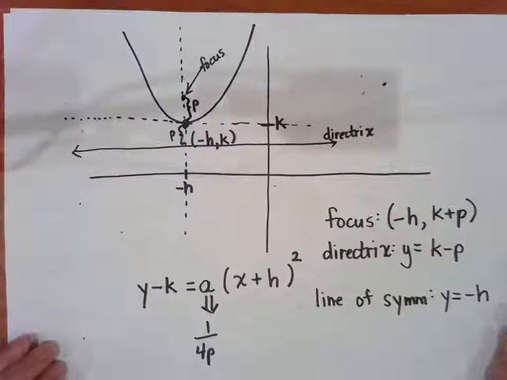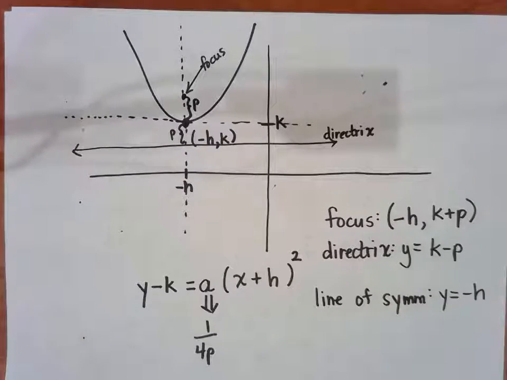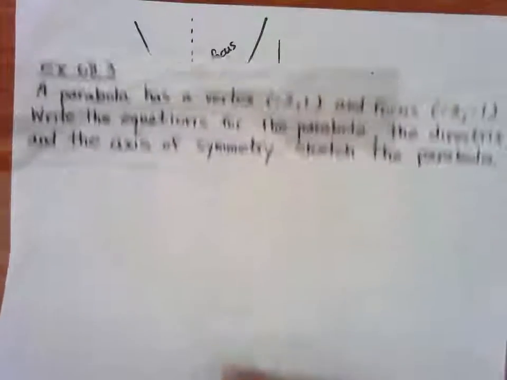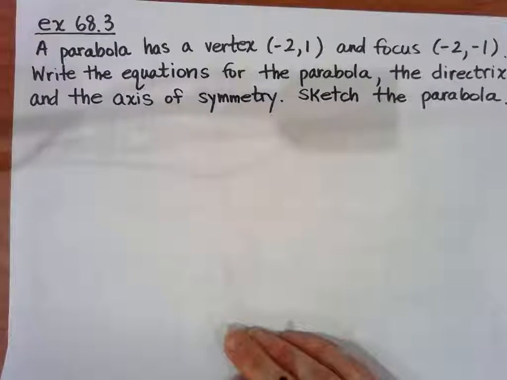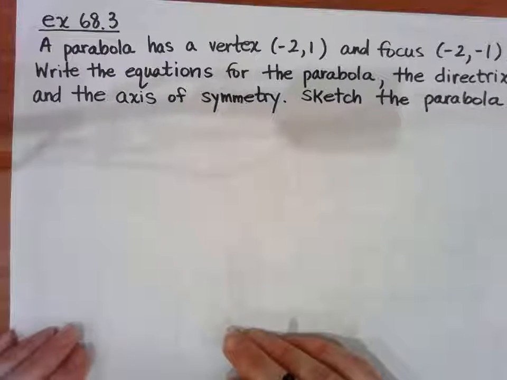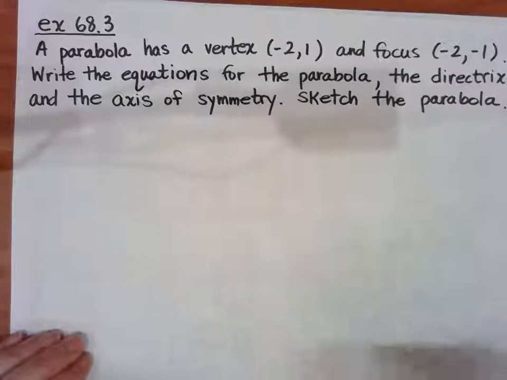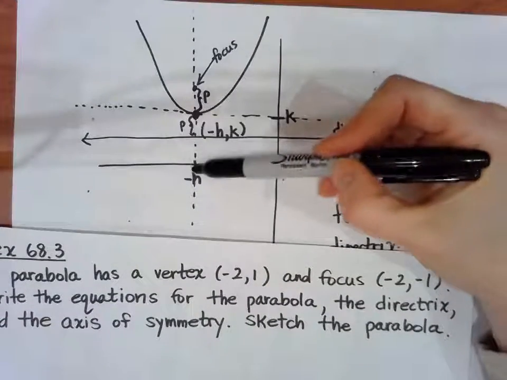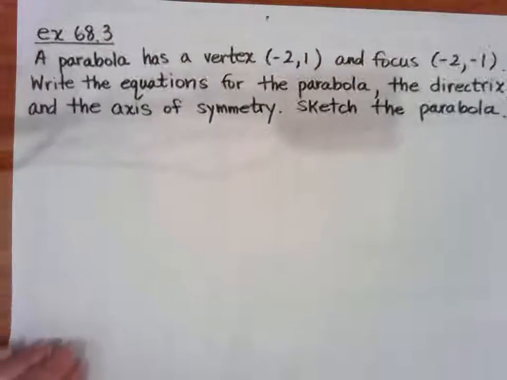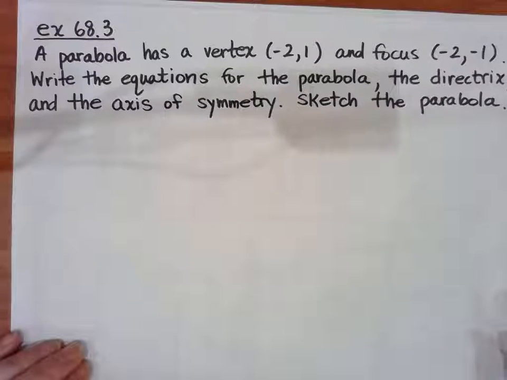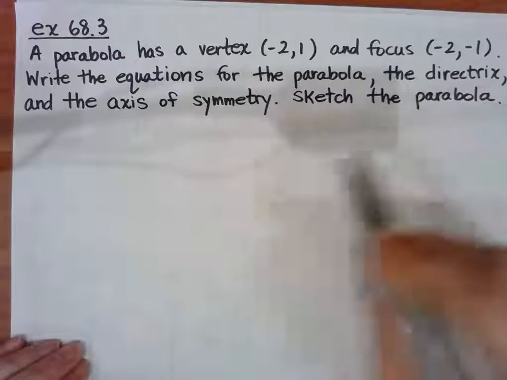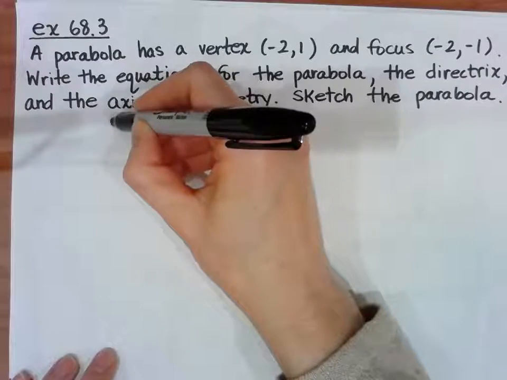So thinking about that, we can solve this problem. We've got a parabola. It has a vertex of negative 2, 1, like that. A focus of negative 2, negative 1, so its focus is actually down here. We might even go ahead and draw this. So we need to write the equation for the parabola itself, the directrix, and the axis of symmetry, and sketch the parabola. Let's start with a sketch. I think that might be helpful.